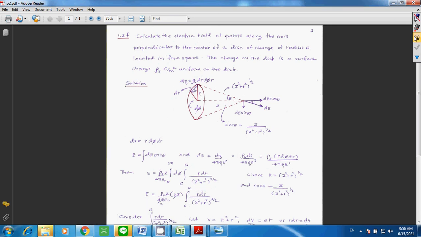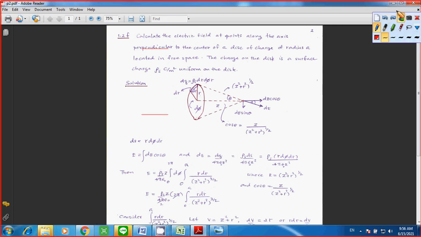Problem 1.2. They ask you to calculate the electric field at points along the axis perpendicular to the center of a disk of radius a, located in free space. The charge on the disk is a surface charge, rho s, Coulomb per meter squared, uniform on the disk.